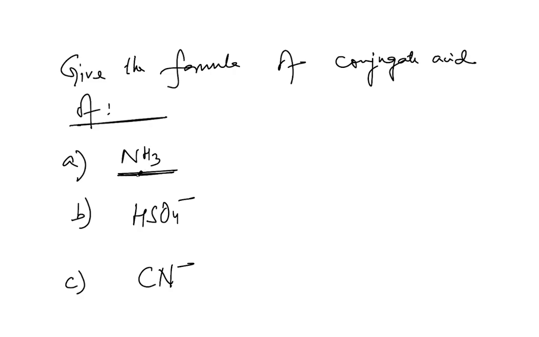Ammonia is a base. It forms its conjugate acid when it gains one H ion, so the conjugate acid will be NH4 plus. In the same way, HSO4 minus gains one H ion and changes to H2SO4. The H ion has 1 plus and the hydrogen sulfate ion has 1 minus charge, so these two together become the neutral H2SO4 compound.